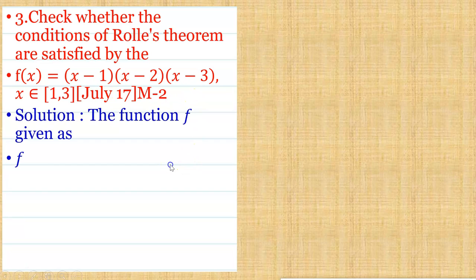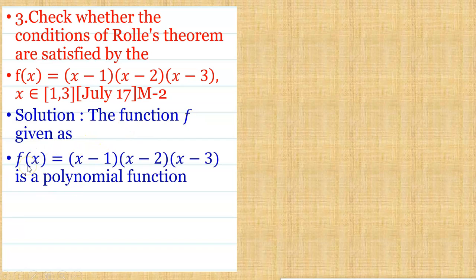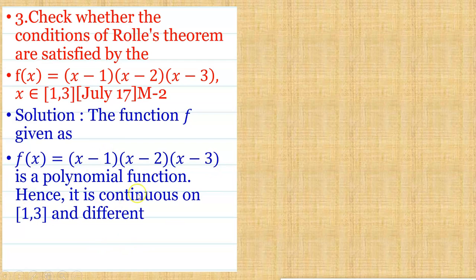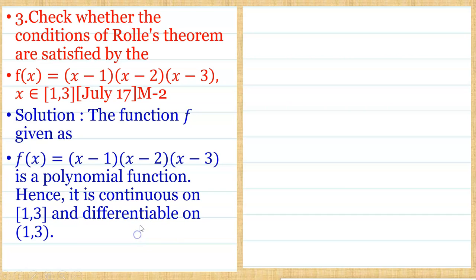Now the solution. The function f given as f of x is equals to x minus 1 into x minus 2 into x minus 3 is a polynomial function, hence it is continuous on closed interval 1, 3 and differentiable on open interval 1, 3.